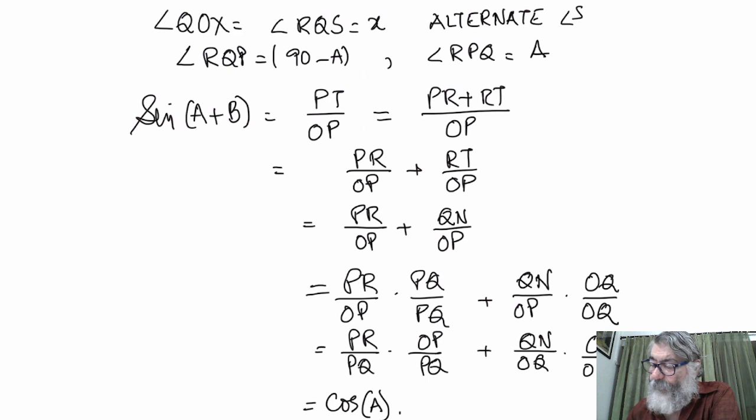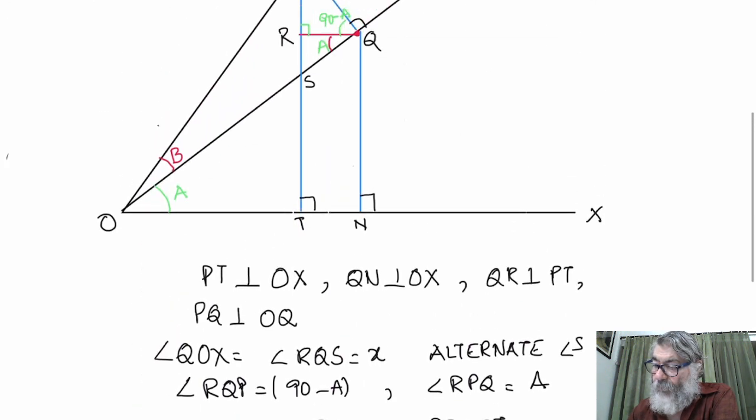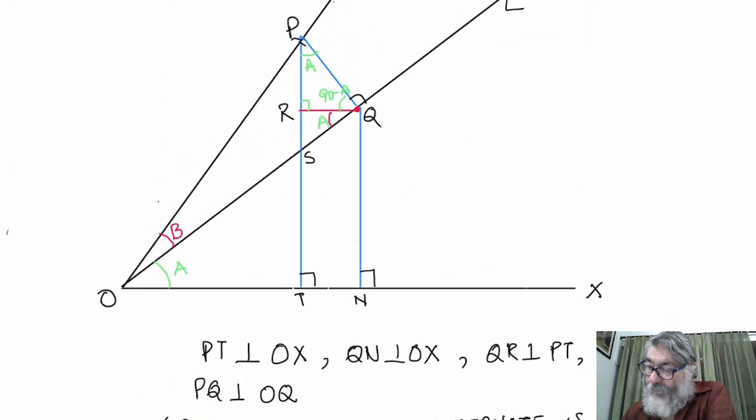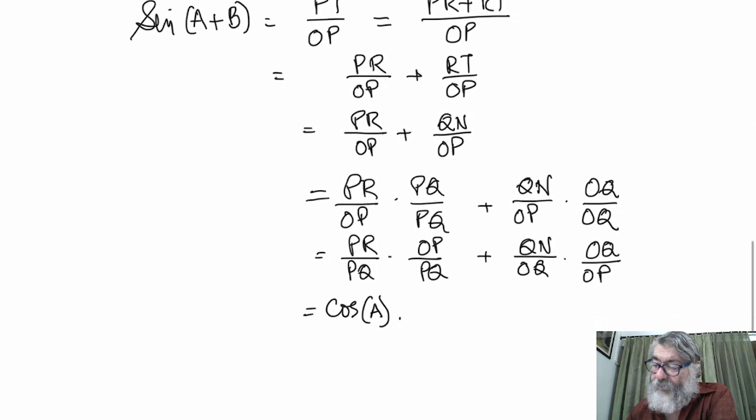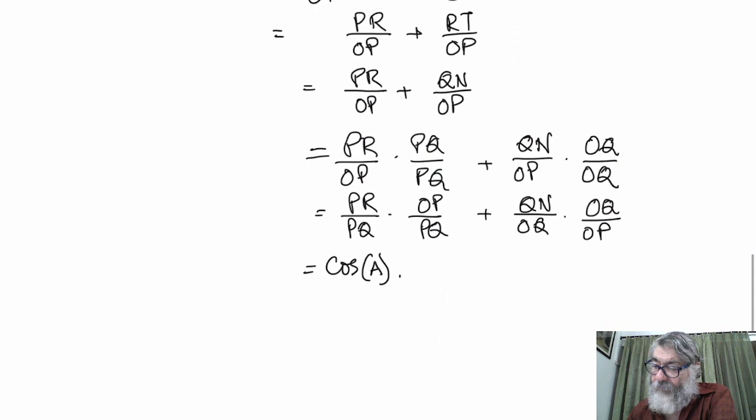Now let us see OP upon PQ. In this big triangle OPQ, OP is what? OP is hypotenuse. OP upon PQ. OP is what?